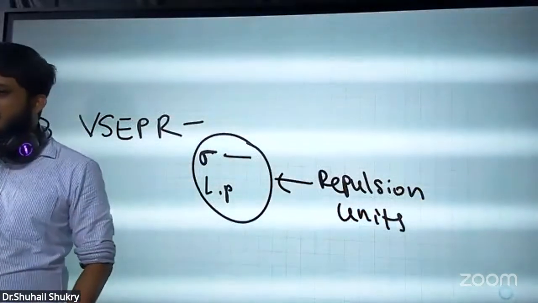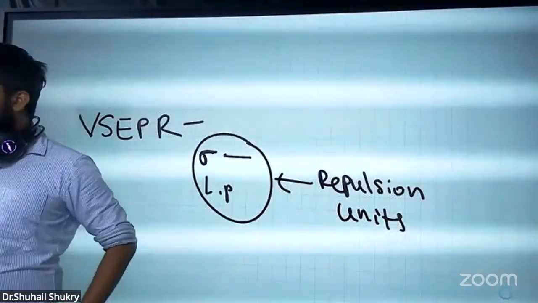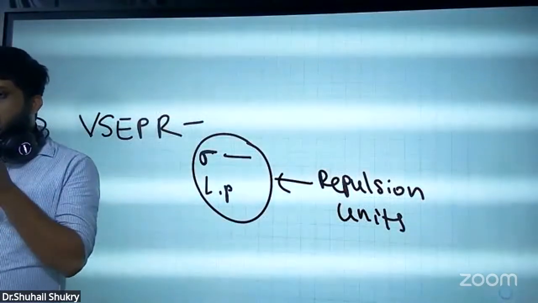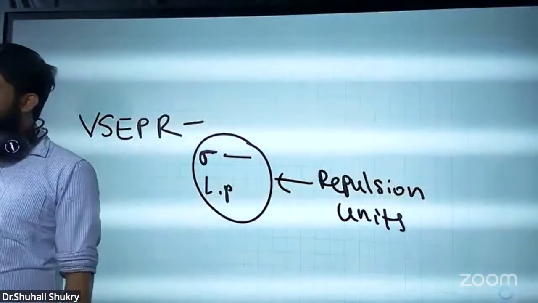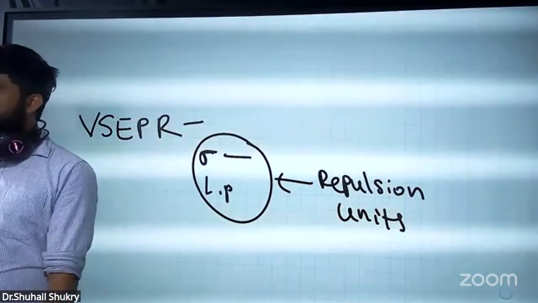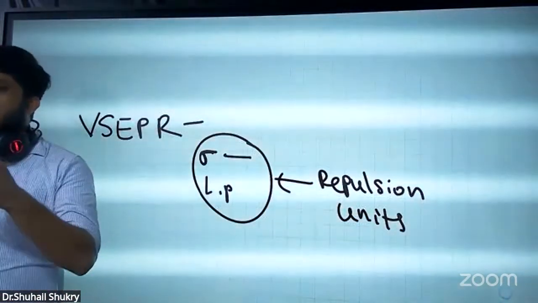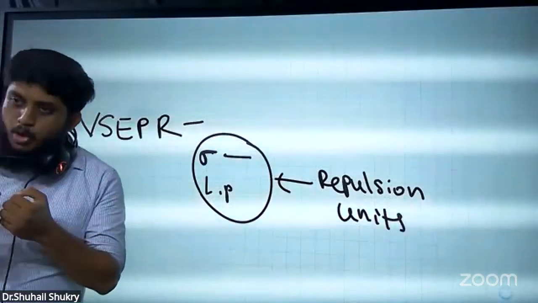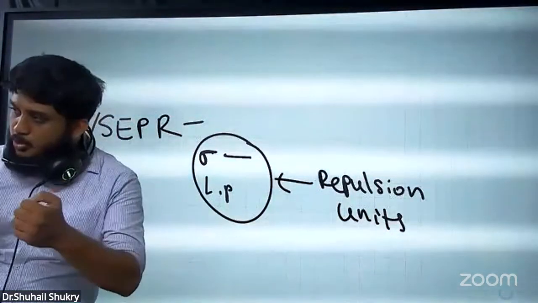What do you mean by repulsion? Repulsion means they push one another. Electron and electron will push. Even electrons will push the bonds, and then bonds and bonds also will push.